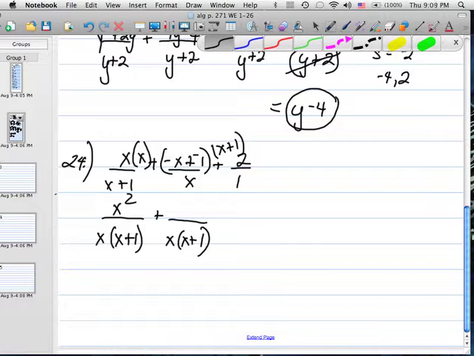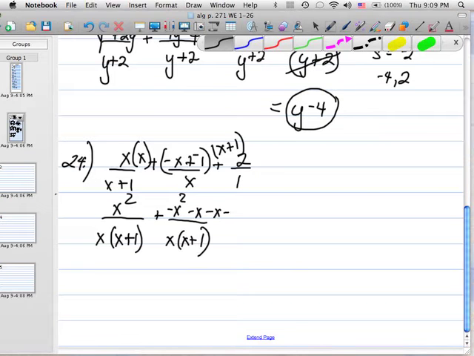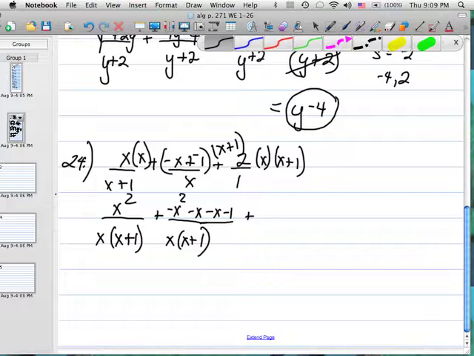And if we use FOIL, we get negative x squared minus x and another minus x, outer term, inner term, minus 1. And the last one, we need to multiply the 2 by x and x plus 1. So that gives us 2x times x plus 1, which would multiply out to 2x squared plus 2x.